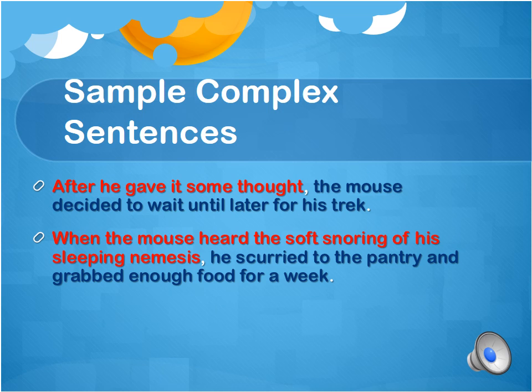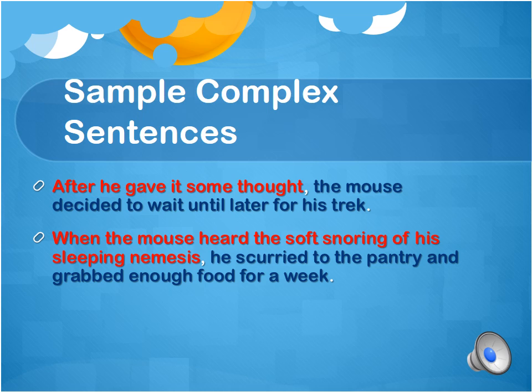So on this slide, we have two examples of complex sentences. Let's take a look at these two complex sentences. Our first one: after he gave it some thought, the mouse decided to wait until later for his trek. This sentence begins with a dependent clause, and it is highlighted in red. We know that after he gave it some thought, even though it has a subject and it has a verb, it cannot stand alone by itself. So that is a dependent clause.